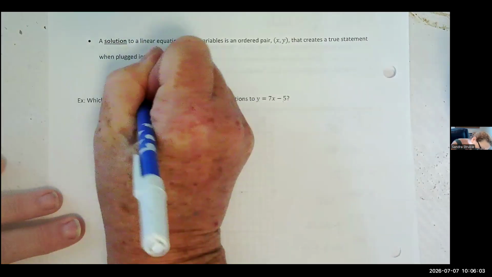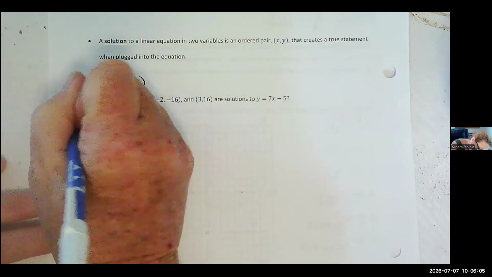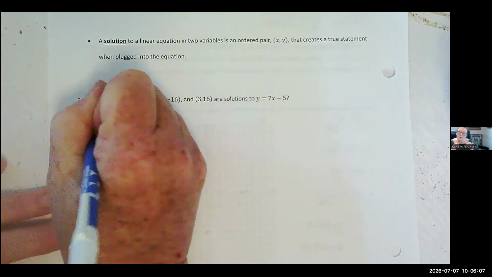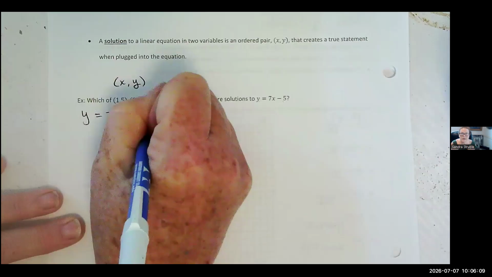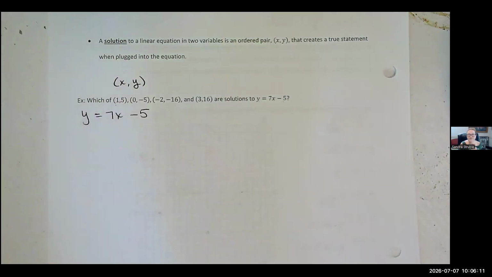I'm going to take y equals 7x minus 5, and everywhere there's an x, I'm going to put a 1. Everywhere there's a y, I'm going to put a 5. And then I'm going to simplify both sides to see if they're equal. If they are equal, then 1, 5 is a solution to this linear function. If it's not, then it's not a solution.